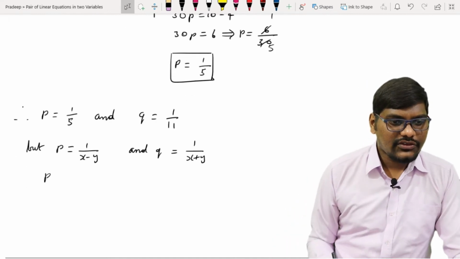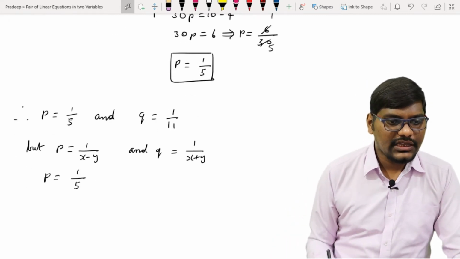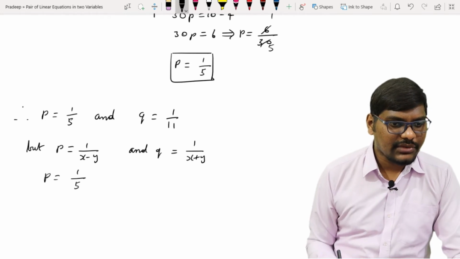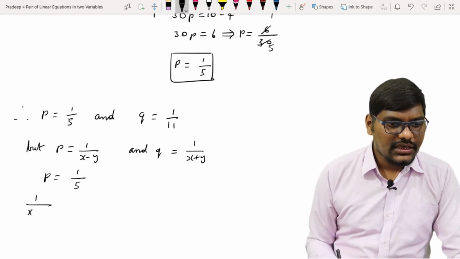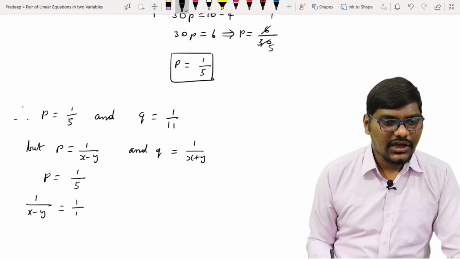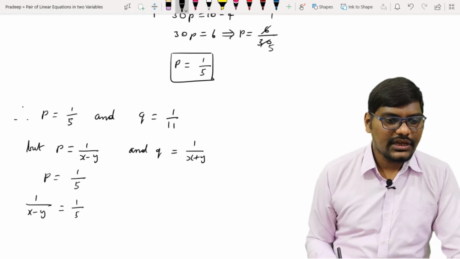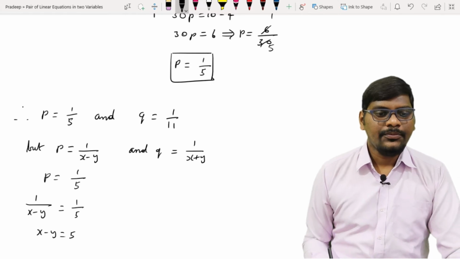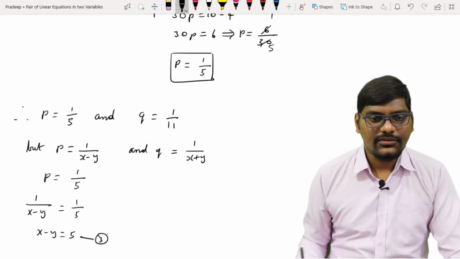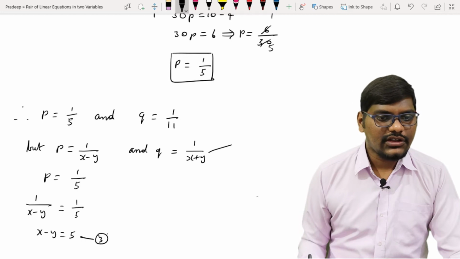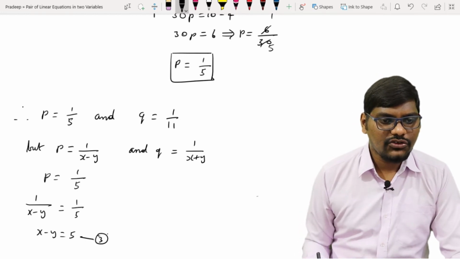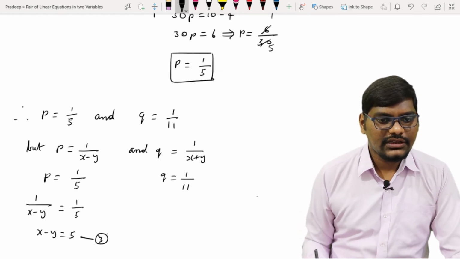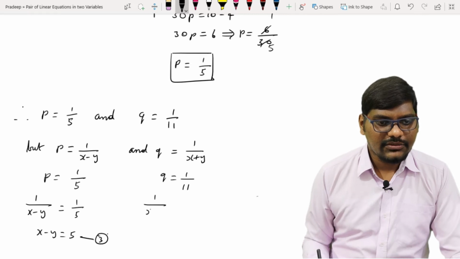As we got p = 1/5, in the place of p I'll substitute 1/(x-y). So I can write 1/(x-y) = 1/5. By cross multiplying we get x - y = 5. Let's say this is the third equation. And this we will also substitute in the place of q, as q is 1/11. In the place of q I can write 1/(x+y).